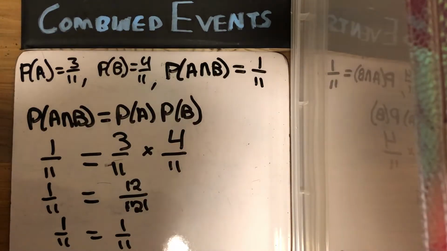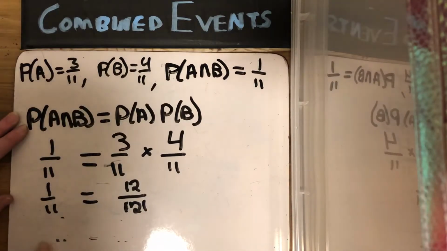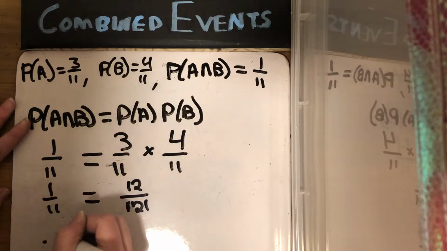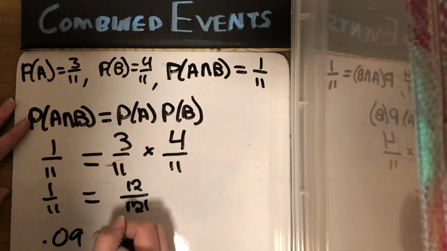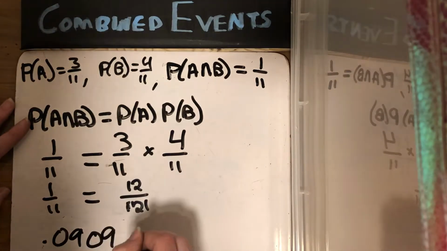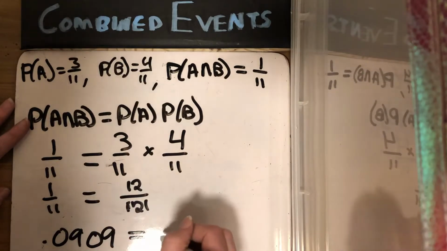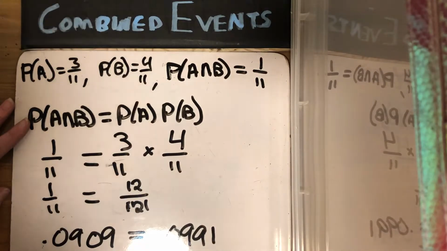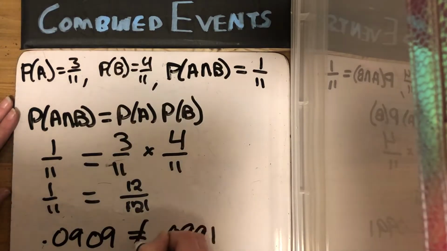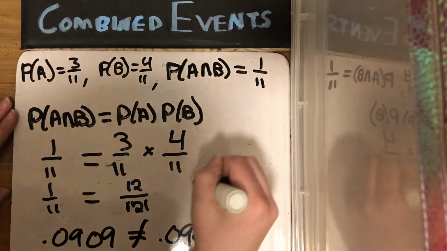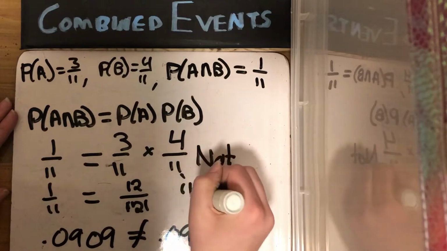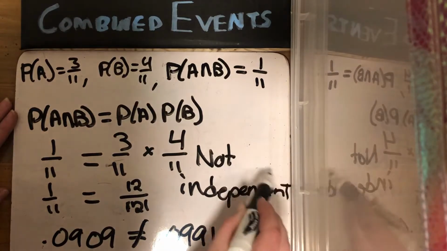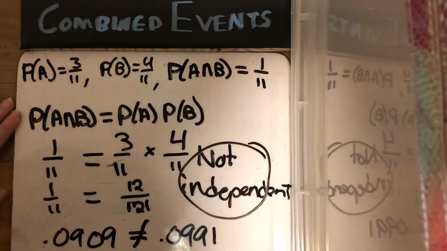So, did you catch the mistake here? These do not equal 1 over 11. If you turn them into decimals, 1 over 11 equals 0.0909, and 12 over 121 is 0.0992 to 3 sig figs. So these actually do not equal each other, which means that these events are not independent. If you caught that mistake, good.